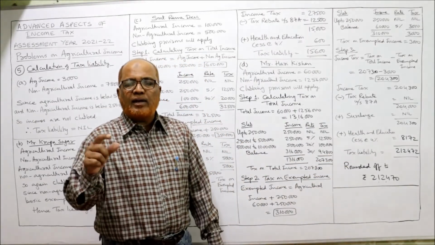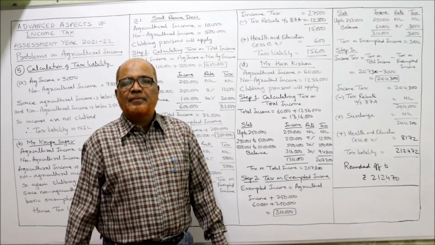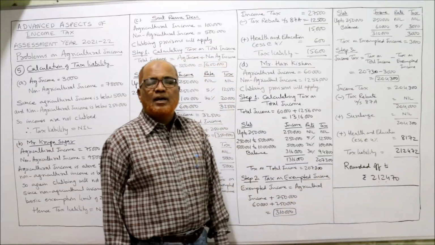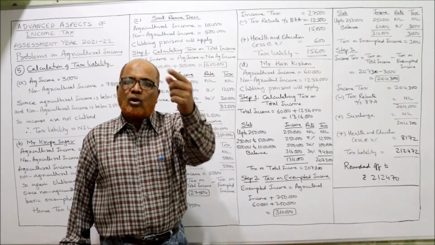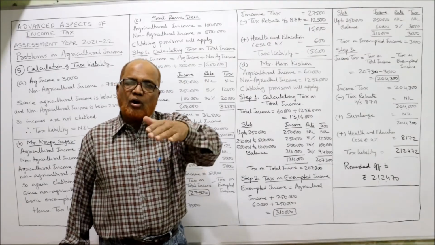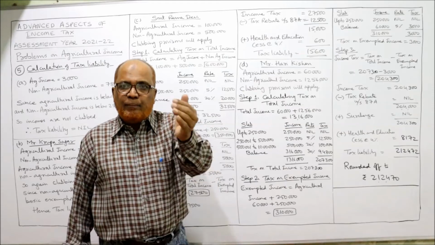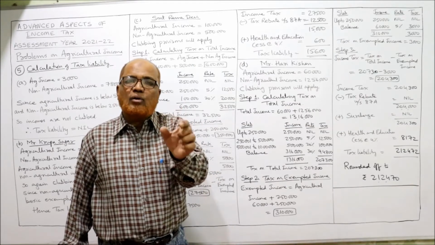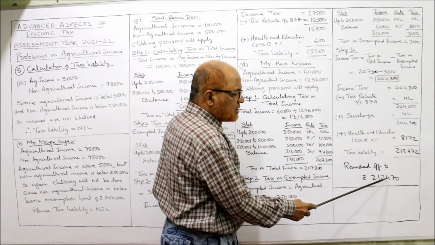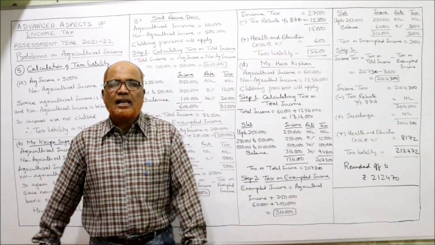2,12,472. According to income tax provision, it should be rounded off to the nearest 10. The last digits 72 are given. If it is 75 or more than 75, we round it off to 80. If it is below 75, we round it off to 70. So 72 means we remove this 2, and make it 2,12,470. This is the tax liability.